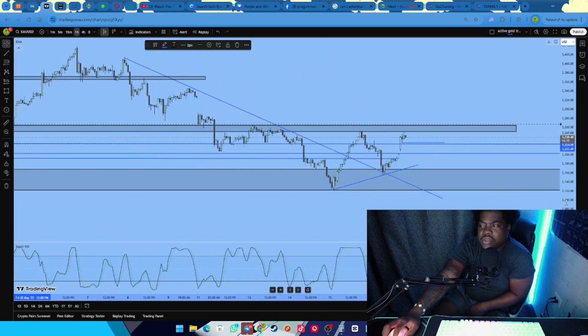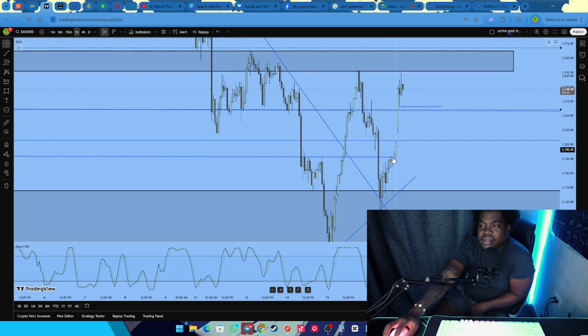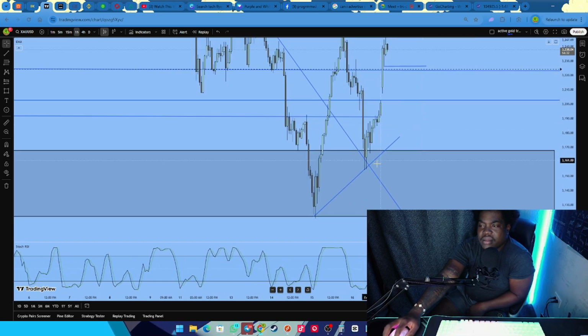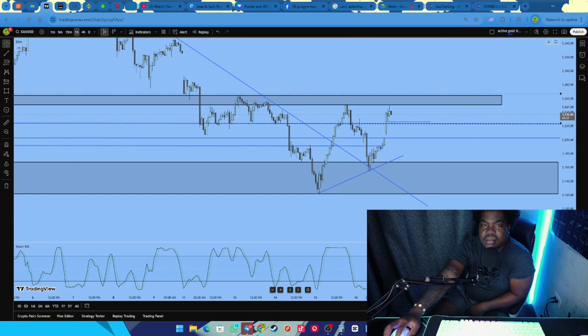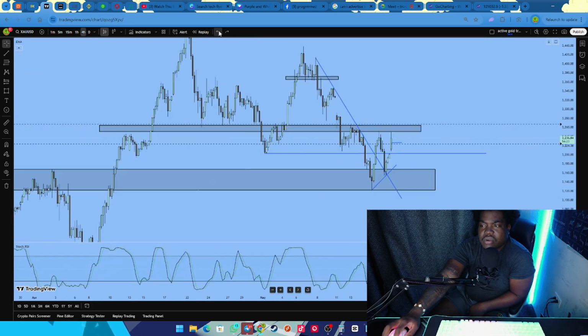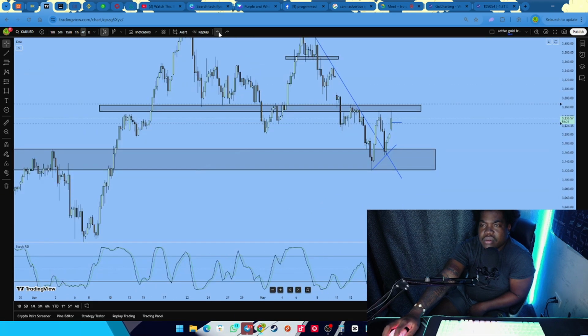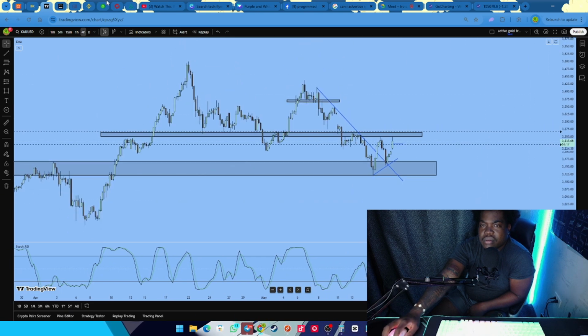I don't like all these little zones in between here. Here to here is about 70 pips. Jeez. It's consolidating. You can consolidate. I don't know if my trend line is valid.